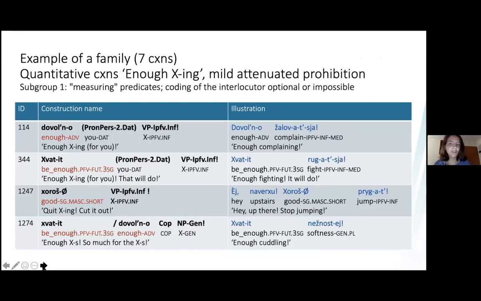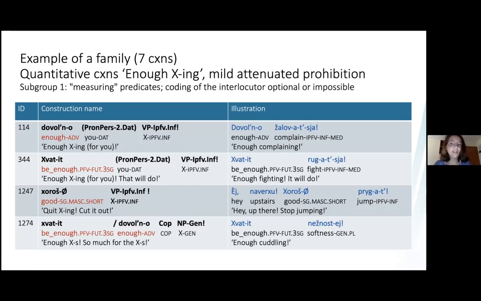To illustrate this point, let us look at one of the most interesting families of prohibitive constructions, which encodes not the standard prohibition spoken in a strict peremptory tone, but a milder, friendly tone, and can be interpreted as attenuated prohibition. Another semantic peculiarity of this family is that the speaker views the activity of the interlocutor as excessive or too long and suggests stopping this activity and moving on to something else. This family has 7 constructions that split in 2 subgroups according to their semantic and structural properties.